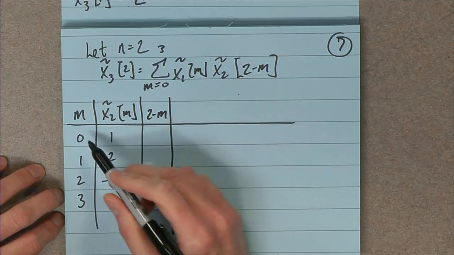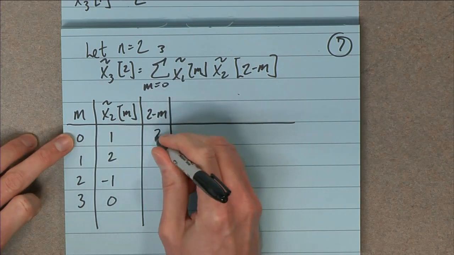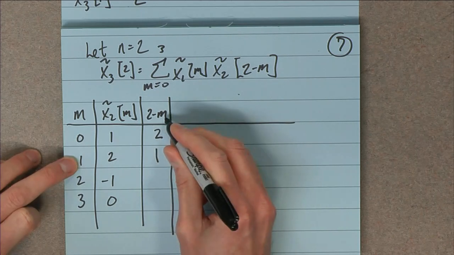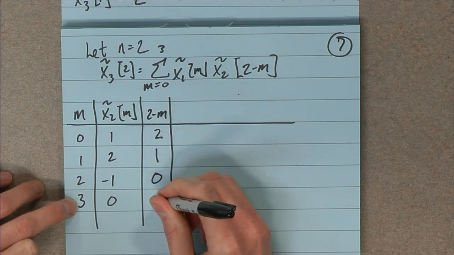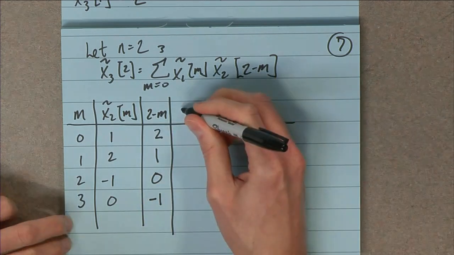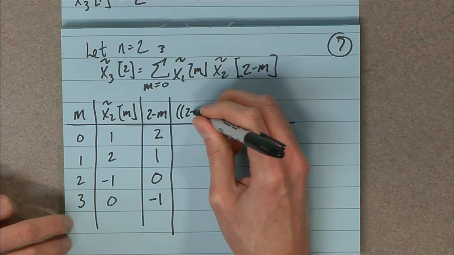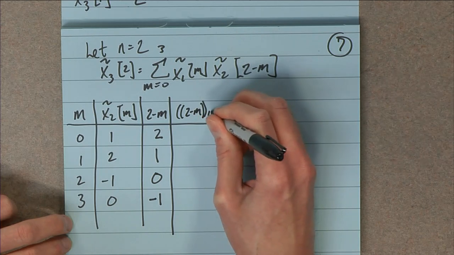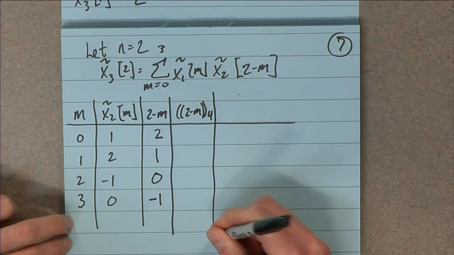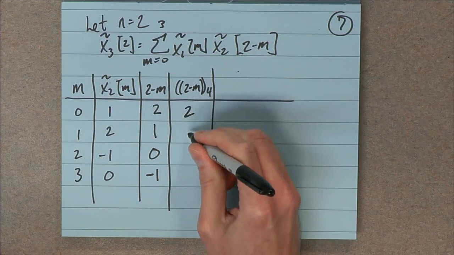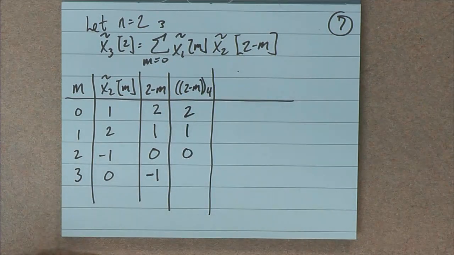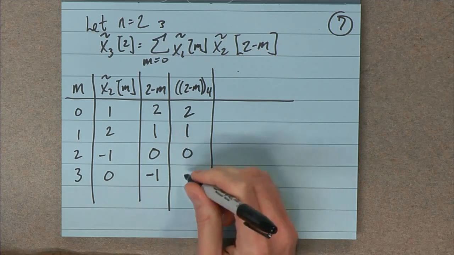So 2 minus m is 2 minus 0 is 2. 2 minus 1 is 1. 2 minus 2 is 0. And 2 minus 3 is negative 1. But as you are very well aware of now, we live in a world between 0 and 3. So we've got to check all these to make sure they're modulo. And all those are fine. Minus 1, have to add 4 to that to get 3.